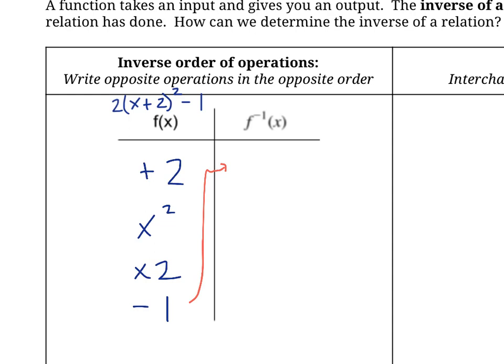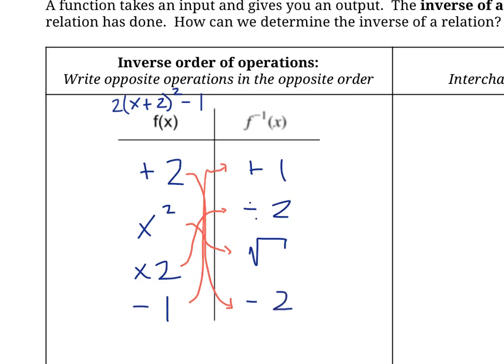The last thing we did to that f of x is we subtracted 1. So the first thing we're going to do in the inverse is the opposite. We're going to add 1. And then the next thing we're going to do is instead of multiplying by 2, we're going to do the opposite of that, which is dividing by 2. The next step is, instead of squaring it, what's the opposite of a square? The answer is square root. And then the last thing, we added 2 in our original, so now we're going to subtract 2.